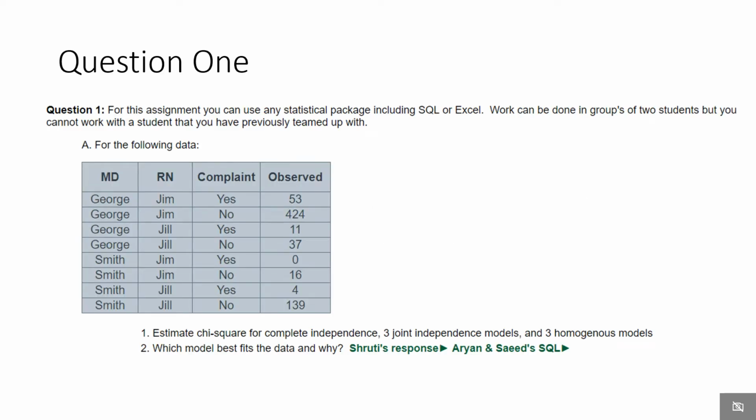So question 1 is, for the following data, estimate chi-square for complete independence, 3 joint independence models and 3 homogeneous models. And the second question is, which model best fits the data and why?